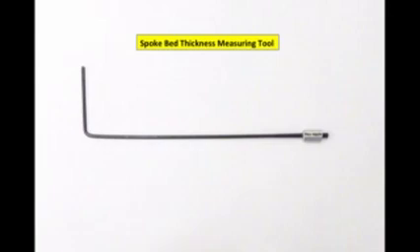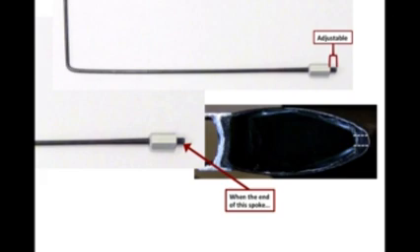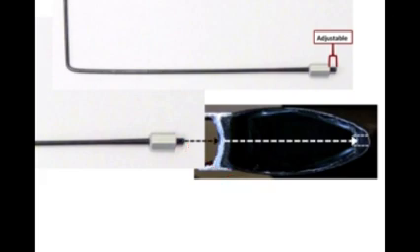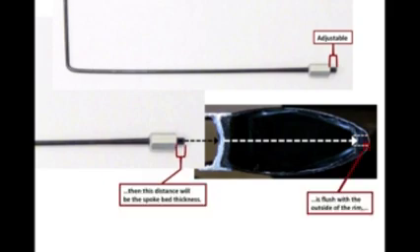Make yourself this little spoke bed thickness measuring tool. You just take a spoke and screw a hex nipple onto the end of it, and by screwing that nipple in or out, I can vary the amount of spoke that sticks out the end of the nipple. Here's my little tool, and I'm going to use it to measure the depth of the spoke bed in that internal nipple rim there. When I push that tool all the way through the rim, and the end of the spoke is flush with the outside of the rim, then this distance here will be the spoke bed thickness.